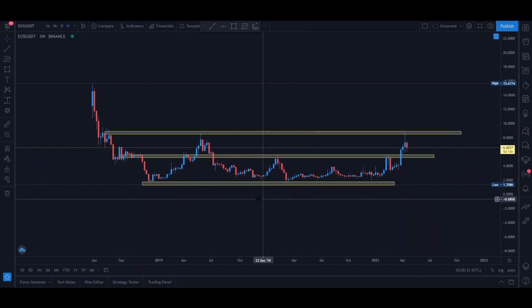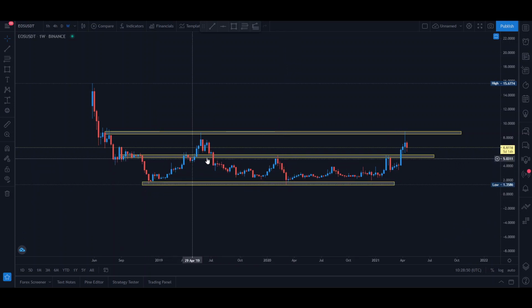Now, something that I can notice is three very important zones of support and resistance. We have a price floor down here at about $1.50, where the price reached it twice, in the crash of 2018 and in the crash of March last year.